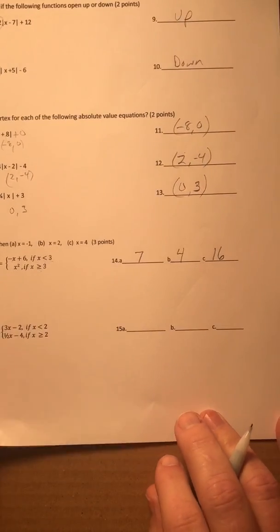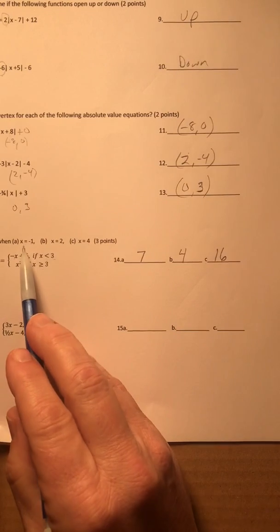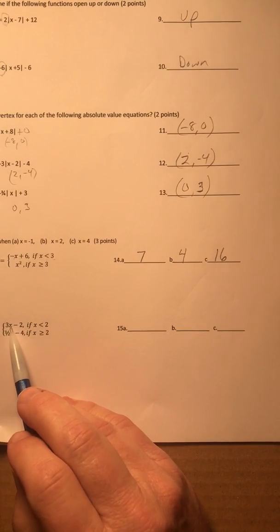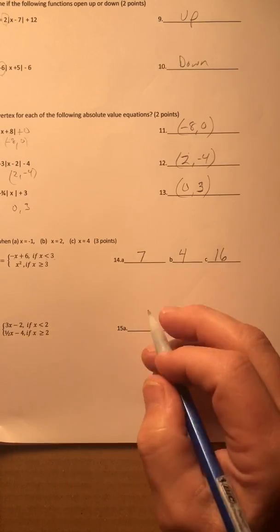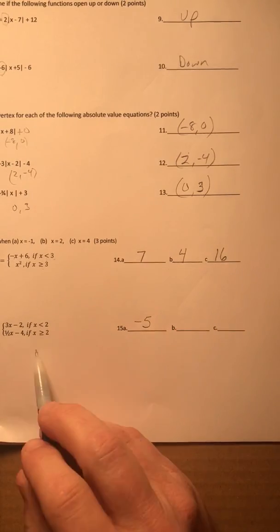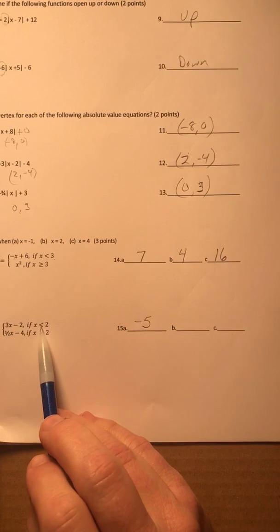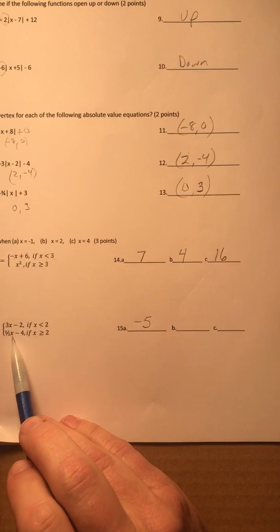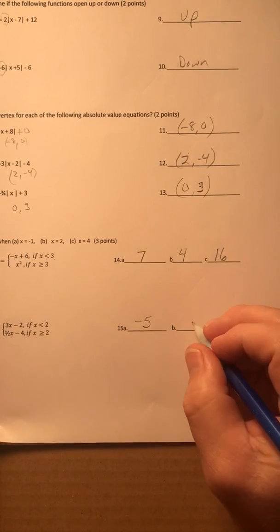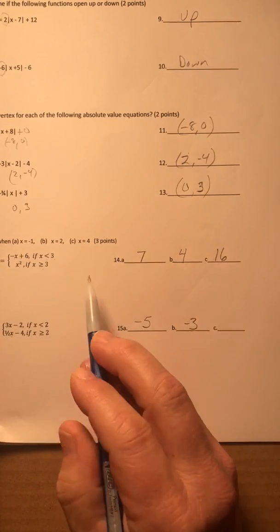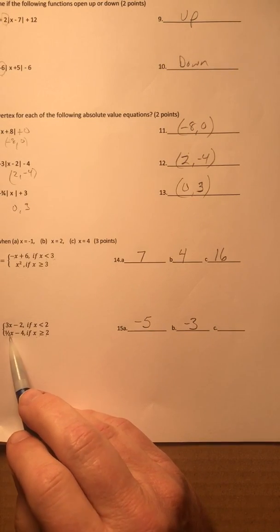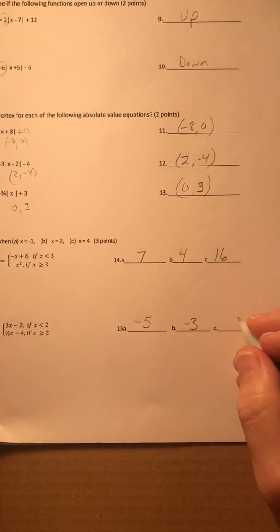All right, and then the same thing here. So A is negative 1. Negative 1 is less than 2. So negative 1 in here. 3 times negative 1 is negative 3. Negative 3 minus 2 is negative 5. Then 2. 2 is not less than 2. 2 is greater than or equal to 2, so we're going to use this one. Half of 2 is 1. 1 minus 4 is negative 3. And then our 4. 4 is greater than or equal to 2, so we're going to use this one. Half of 4 is 2. 2 minus 4 is negative 2. And that is your review.